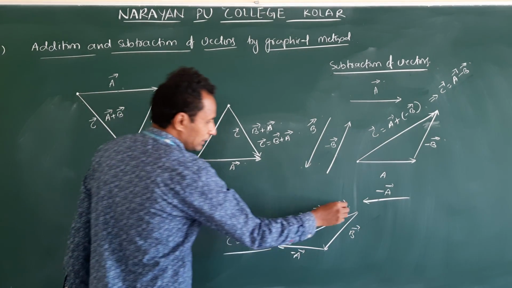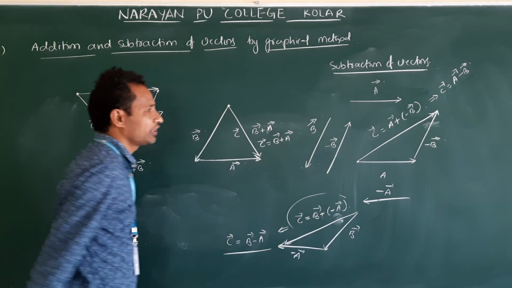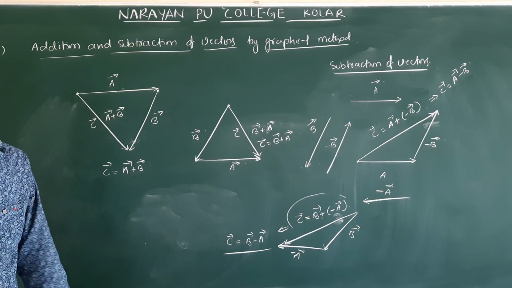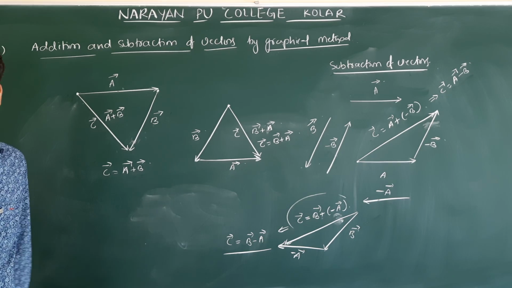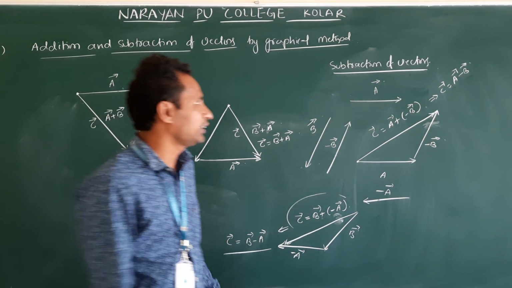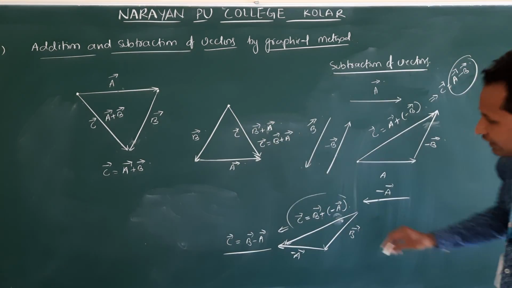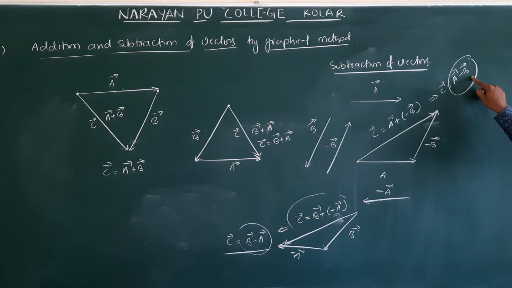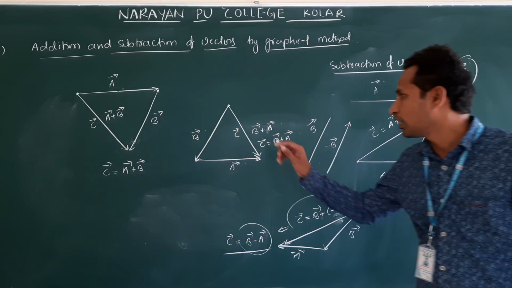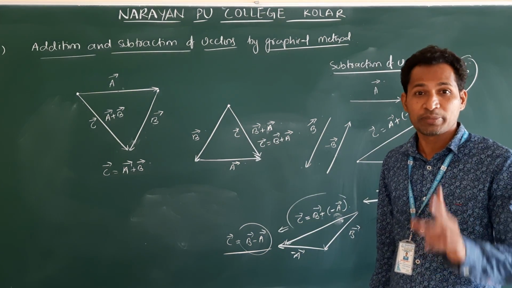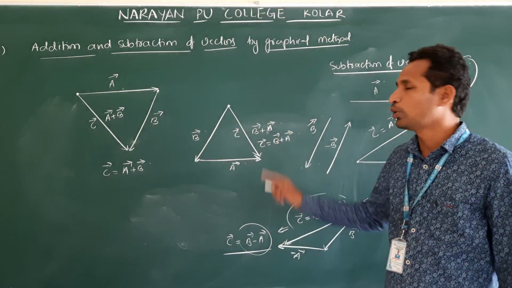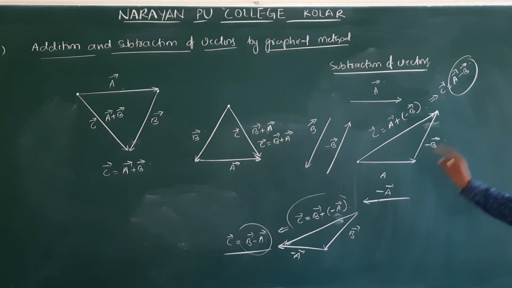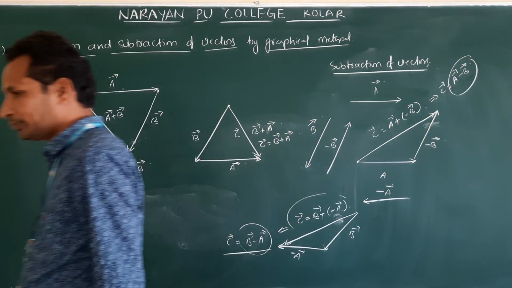Clear? So here also we have done subtraction by addition. So in vectors direct subtraction is not there. Subtraction can be done by addition. Here, see, in the first case we got A minus B, in the second case we got B minus A. So are these two same? Not same. So vector subtraction does not obey commutative law. Vector addition obeys commutative law. Remember this point, very very important. Addition obeys commutative law, subtraction does not obey commutative law.